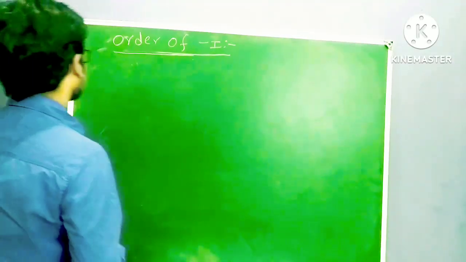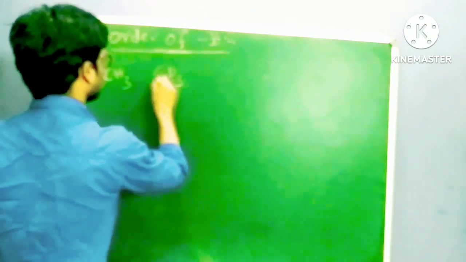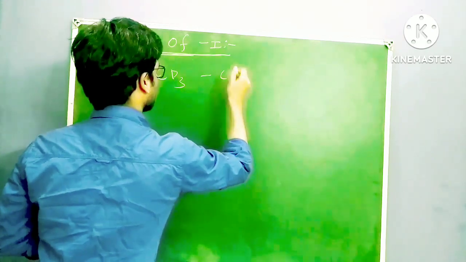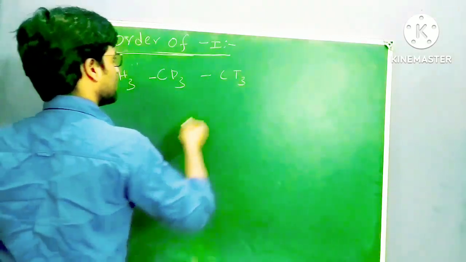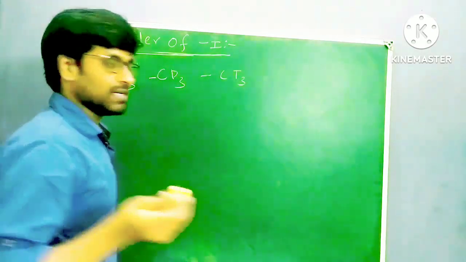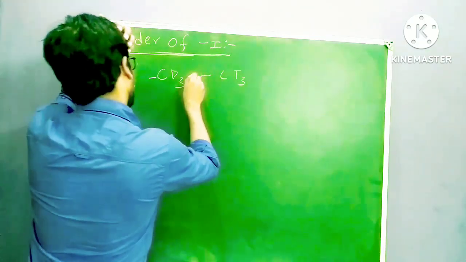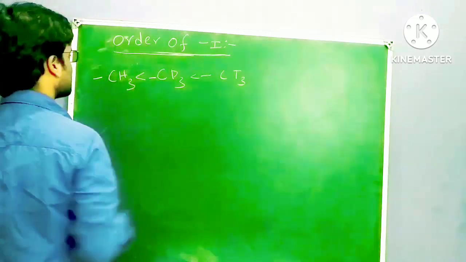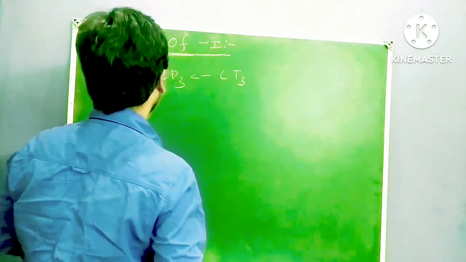Then what is the order? Simple. First of all, if I have CH3 group, and I have CD3, and I have CT3, in this, what is the order of plus I? Tritium has more mass, so it will show more plus I, after this deuterium, after this hydrogen. This is the first one.